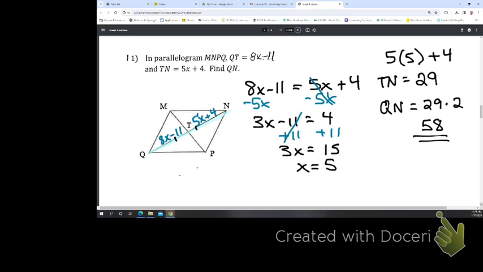Now, if someone wanted, they could plug into 8x minus 11 also, and then add those two together. I think one plug in and multiply by 2 is the easy way. If you wanted to double check your work, then yes, plugging it into both to make sure that both of them give you 29 would be a good idea. But of course, paying attention to what it is we're being asked so that we don't do only part of the problem is a good plan.